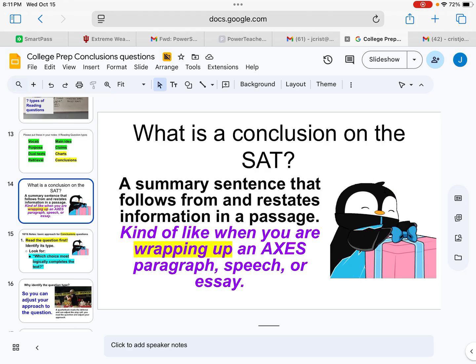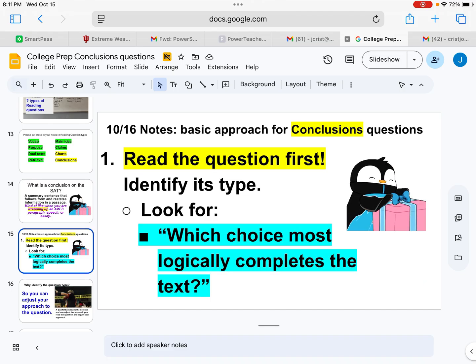And here is Princeton's basic approach. It's a little bit different from all of the other kinds of questions we studied, so please do take notes. Okay, so first, as always, read the question first. Then identify the question type. So for conclusions questions, look for this phrase: which choice most logically completes the text.